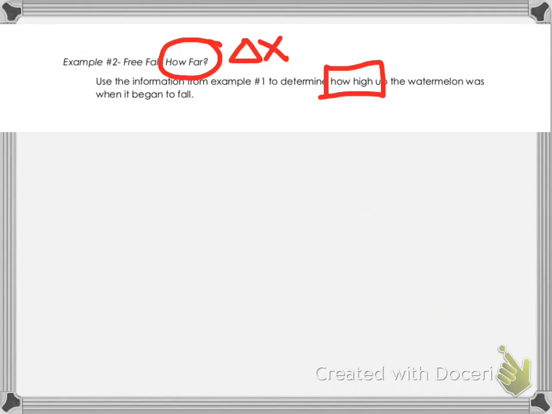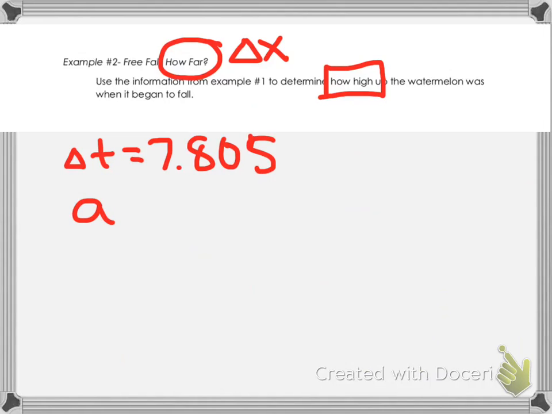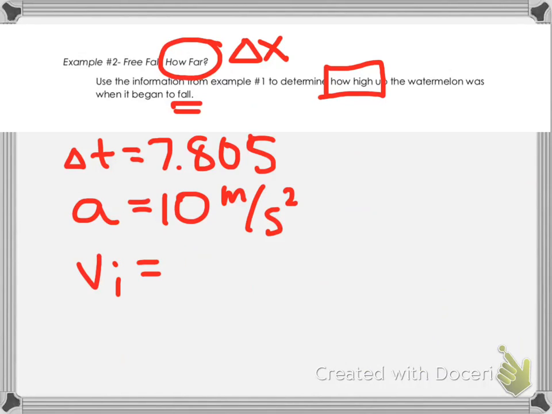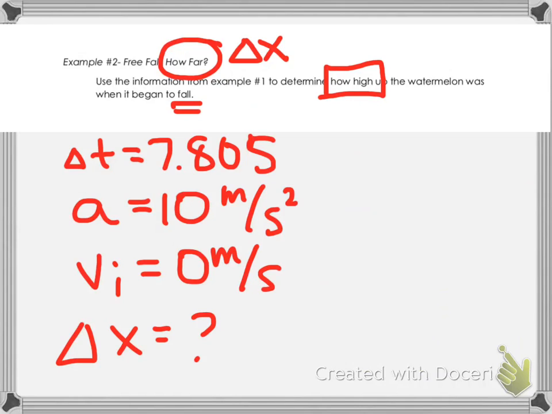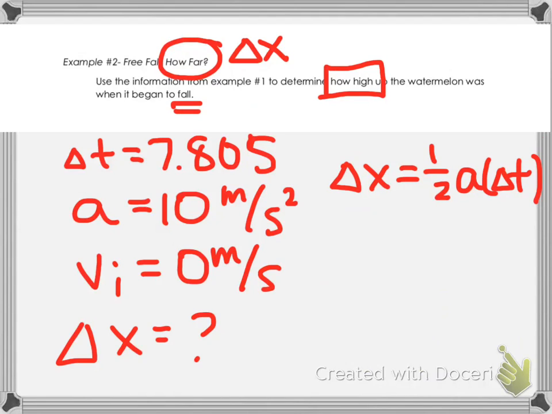So the information from the previous problem was delta t equals 7.8 seconds. Acceleration was 10 because the object is falling, so acceleration is 10. I don't really need this information, but I can put it in there. My initial velocity is 0. So I'm trying to find delta x. So I'm going to use delta x equals 1/2 a times delta t squared.